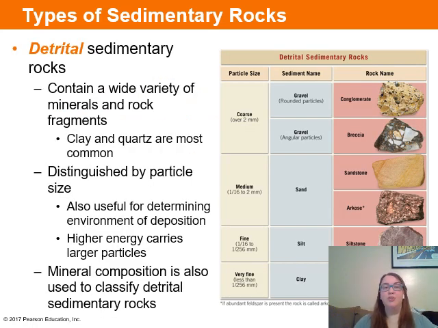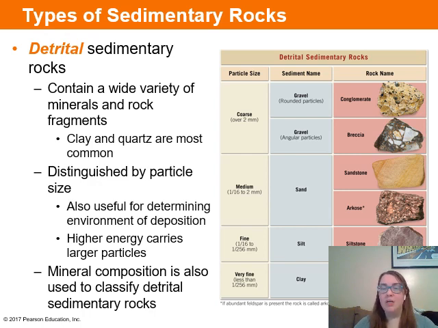So starting off with these detrital sedimentary rocks, these could be made up of any type of pre-existing rock pieces. So there's a large variety of different types of minerals that we're going to find in these detrital rocks. But for the most part, we see that clay and quartz are the most common minerals inside of them. So this chart is just showing us different detrital sedimentary rocks and how they're differentiated from one another. So when we were looking at igneous rocks, in order to classify them, we wanted to look at the texture and the mineral composition. But here with our detrital rocks, what we want to look at is what size are those particles inside of the rock.